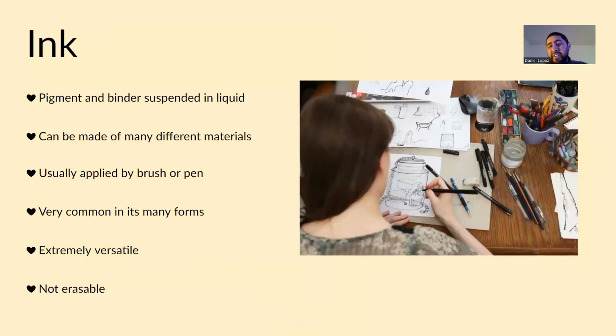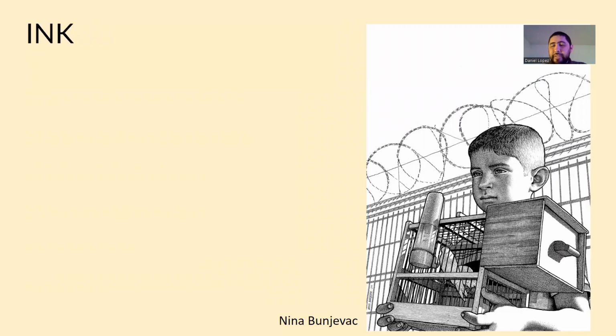This could be very precise, such as this. I don't know how to pronounce her name, Nina Bunjevac. I'm guessing there's a lot of cross hatching here. The reason for that is because it's either black or white value. So for this to imitate shading, you'll use cross hatching.